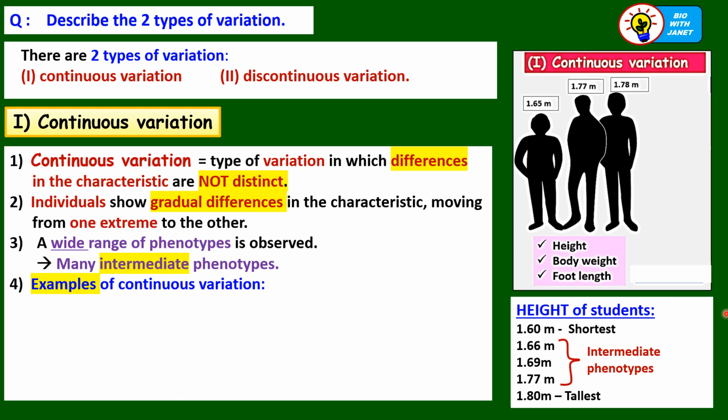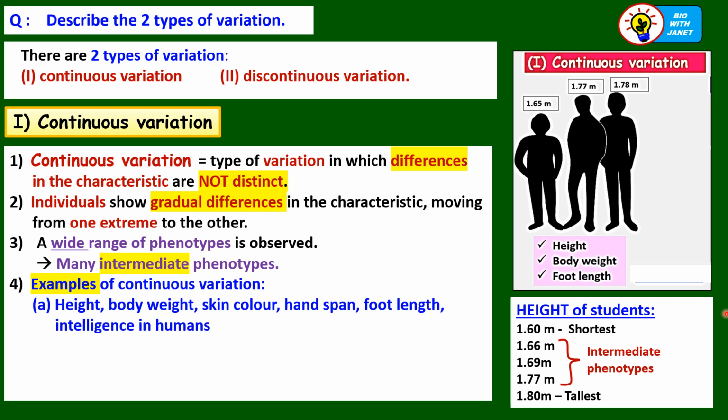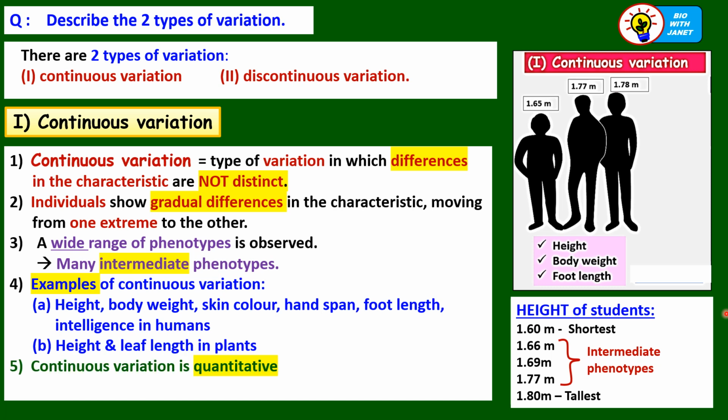So, what are examples of continuous variation? Height, body weight, skin color, hand span, foot length, and intelligence in humans. And for plants, the height of plants of the same species and the leaf length of plants of the same species. So continuous variation is quantitative in that it can be measured and graded from one extreme to the other. For example, the height of students.